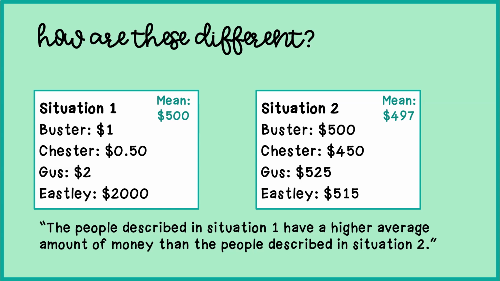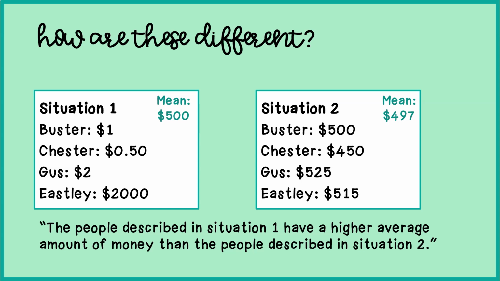Let's start out our discussion of median by looking at two different situations. In both situations, you have four people that have a different amount of money, and I've listed the mean of each situation above. So you could make the statement that the people described in situation 1 have a higher average amount of money than the people described in situation 2.